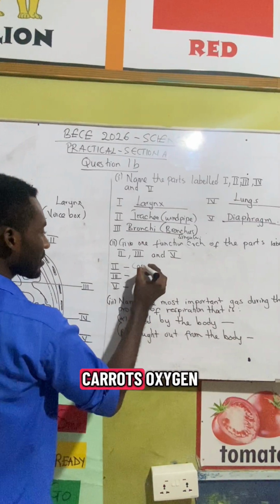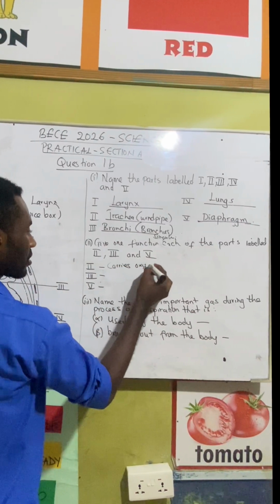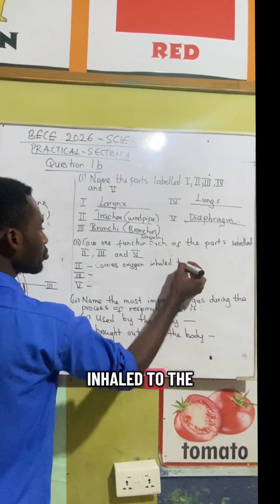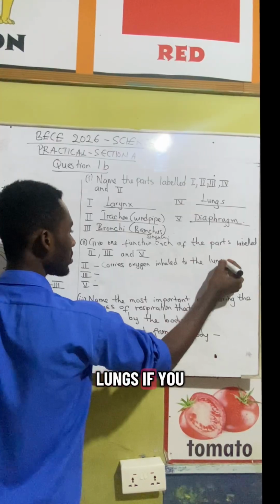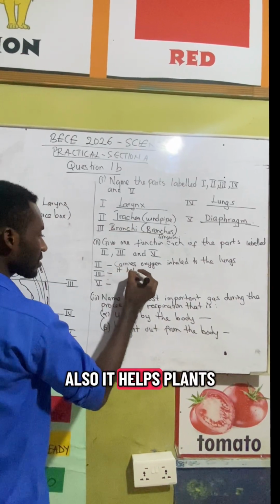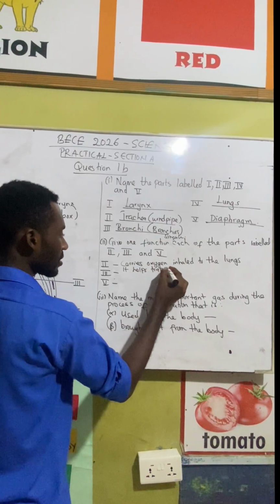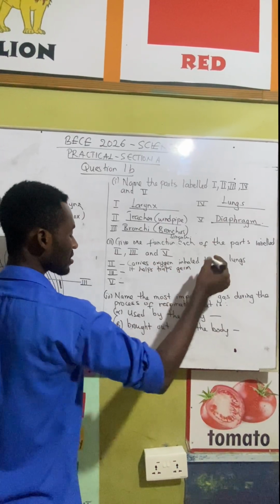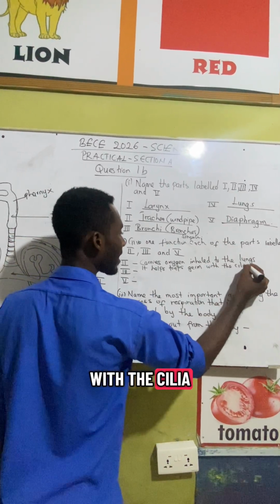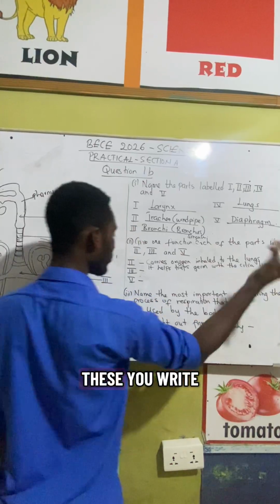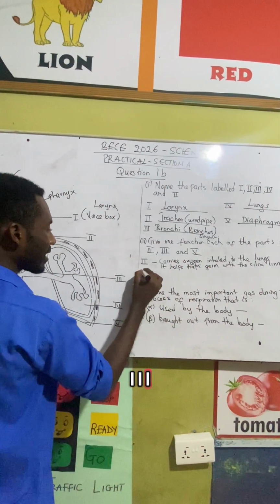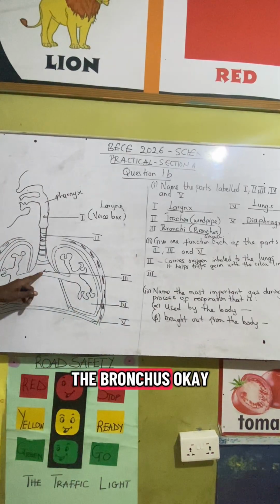It carries oxygen inhaled to the lungs. If you write that, you are good. Another function is that it helps trap germs with the cilia lining. Any of these you write is correct, okay? Then let's look at the next part, which is the III. Our III is what? The bronchus, okay?